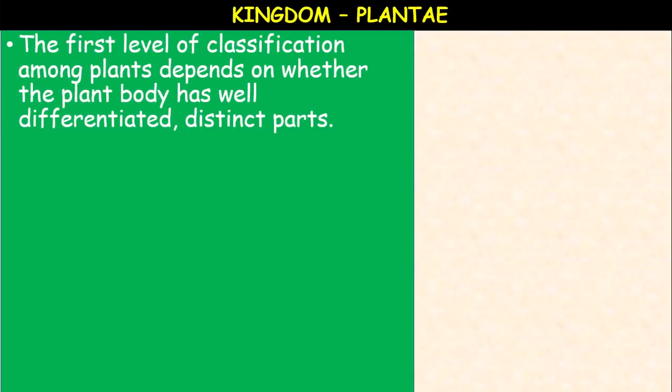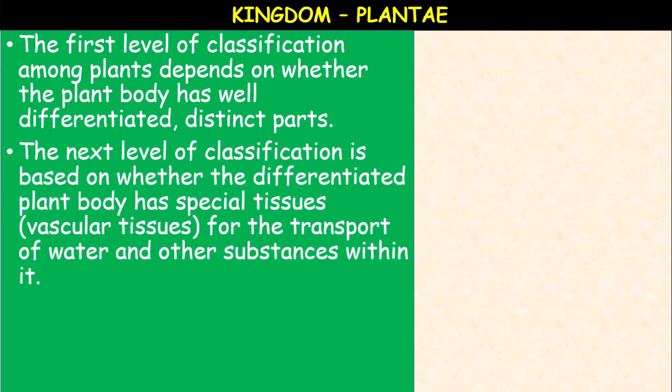And the more characteristic features, the first level of classification among the plants depend on whether the plant body has well differentiated distinct parts. What are the well differentiated distinct parts of the plant? The root system, the shoot system, the leaves, the stem, the flowers, the fruits. These are all the external features based on which we can classify the plants. That is the first level.